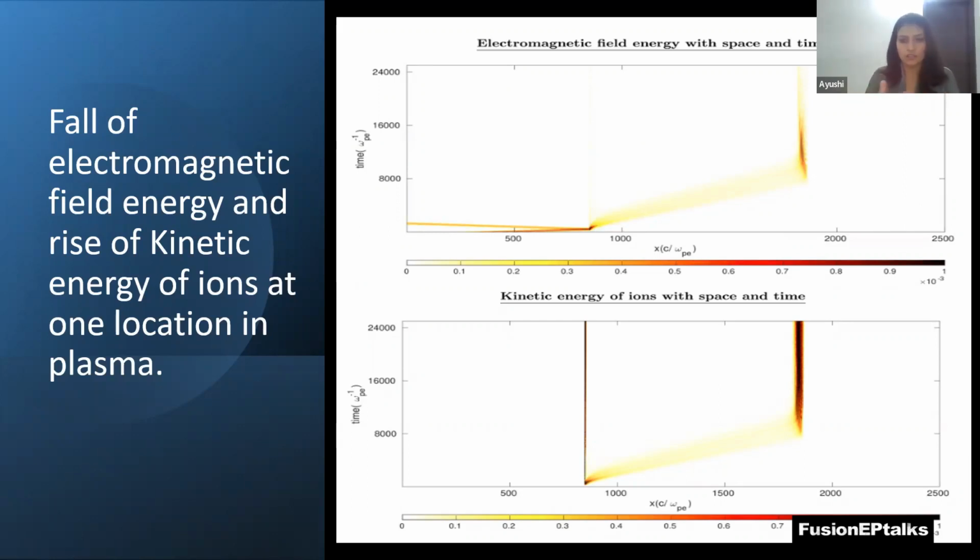This is where all the energy is collected at a point and it breaks to give all its energy to the ion species in the plasma. From this color bar, one can see that the minimum is given by white and the maximum is represented by black. So at this point, as time evolves, all the field energy goes to zero and the kinetic energy peaks at the max.